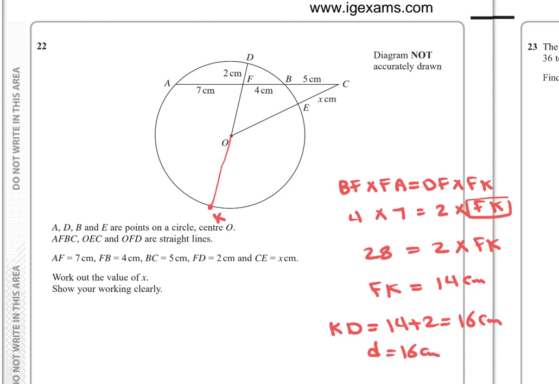Now we have two chords that intersect outside the circle, the chord AB and that chord. We need to extend this line. We can call this point L. So AB and LE, two chords, intersect outside the circle at the point C. So we can deduce that CB times CA equals CE times CL.